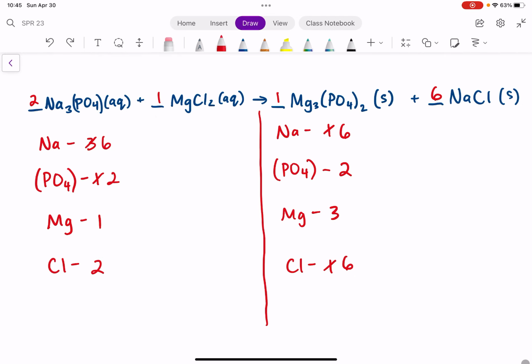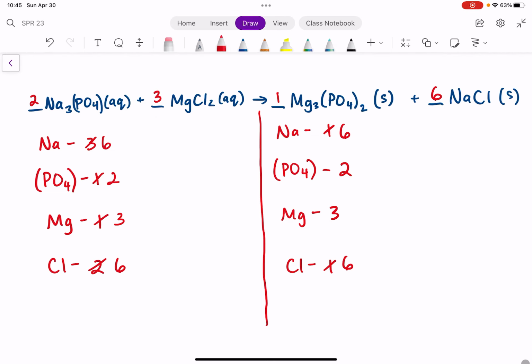Okay, but I'm looking at this and I'm thinking, well, this 2, it goes into 6, right? How many times does 2 go into 6? It goes in 3. So what if I make this a 3, and now that 3 gets multiplied by the 2 on the chlorine, so I'm going to have a 6 here. And then how many magnesiums do I have now? Yeah, 3.